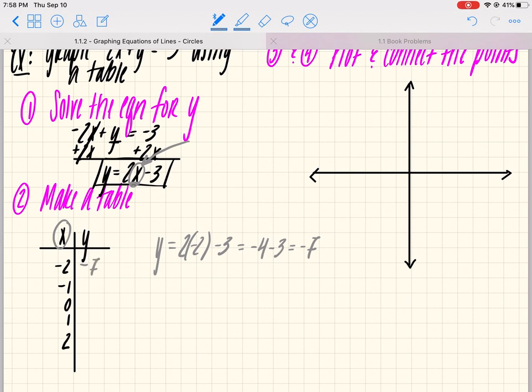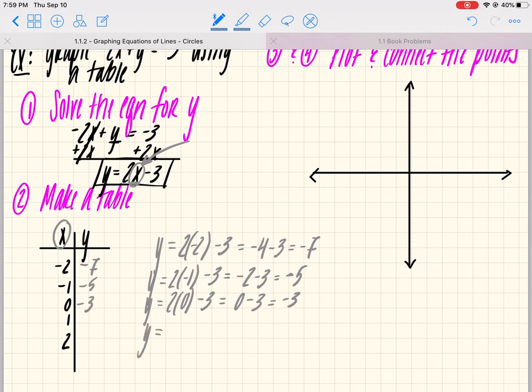Okay, and then same thing for -1. So 2 times -1 minus 3. 2 times -1 is -2. And then -2 minus 3 is -5. Remember, when you're subtracting from a negative, it makes a bigger negative. Okay, then let's plug in 0. So 2 times 0 minus 3. Well, anything times 0 is just 0. 0 minus 3 is -3.